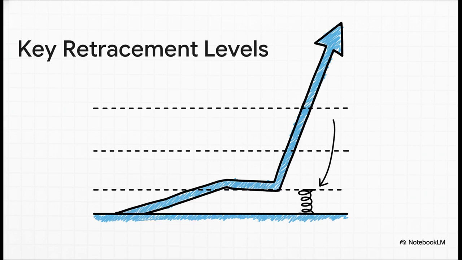Well, from that simple little number sequence, we get these key percentage levels. And the theory is that after a big price move, up or down, the market will often pull back, or retrace, to one of these special levels before it takes off again. Traders watch these levels like a hawk, thinking of them as potential support or resistance spots.